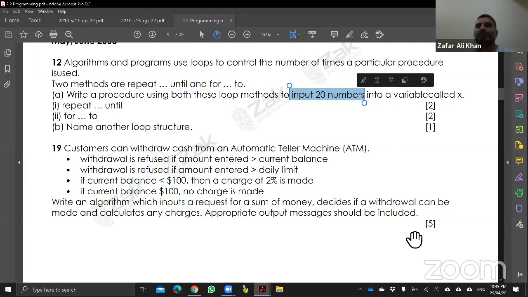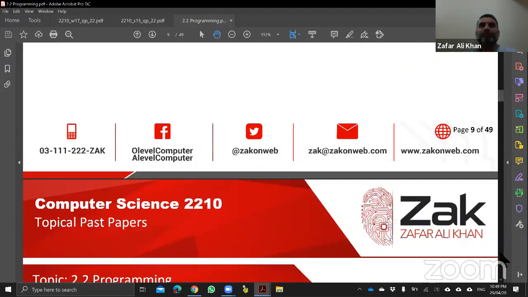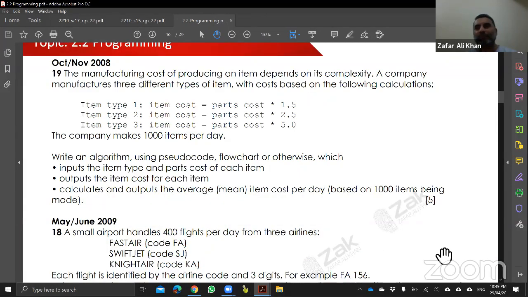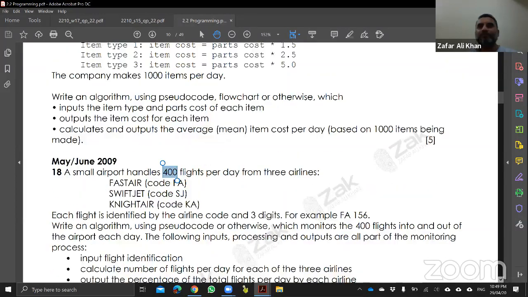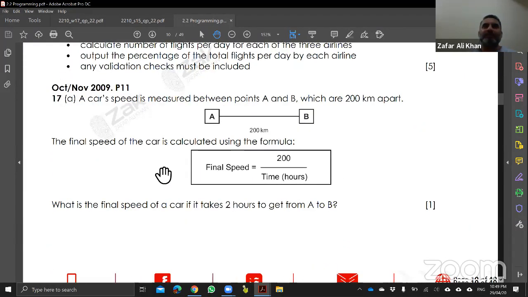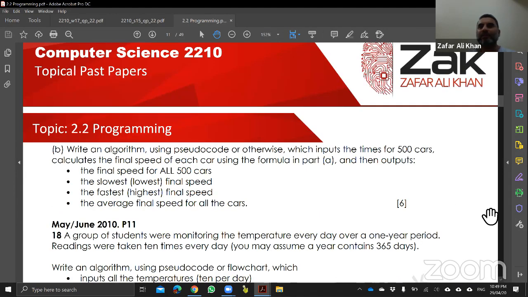1,000 items, this is a for next loop. 400 flights, simple for next loop. Now let's find a question that is not a simple for next loop. Here it is, 500 cars, it is a simple for next loop.